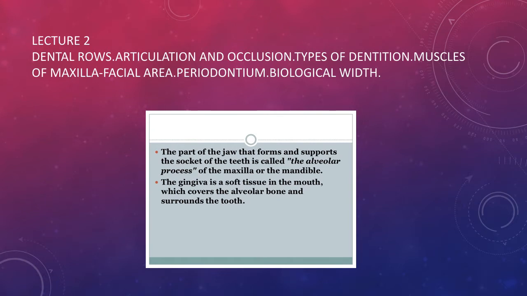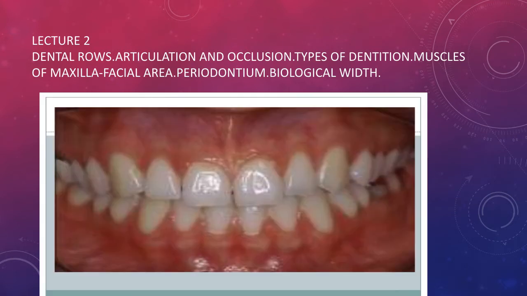The part of the jaw that forms and supports the sockets of the teeth is called the alveolar process of the maxilla or the mandibula. The gingiva is a soft tissue in the mouth which covers the alveolar bone and surrounds the tooth. It is the main part for prosthodontic dentistry, because when you conduct an analysis or pay attention to the oral cavity, you must pay attention to the gingiva and periodontium.